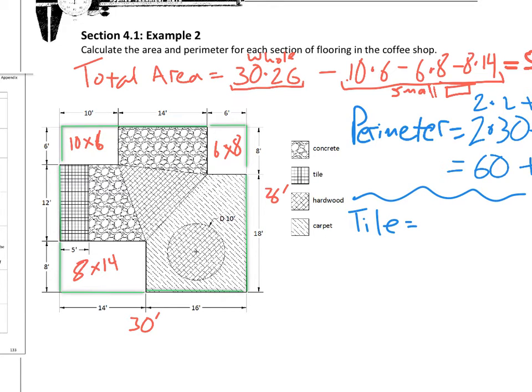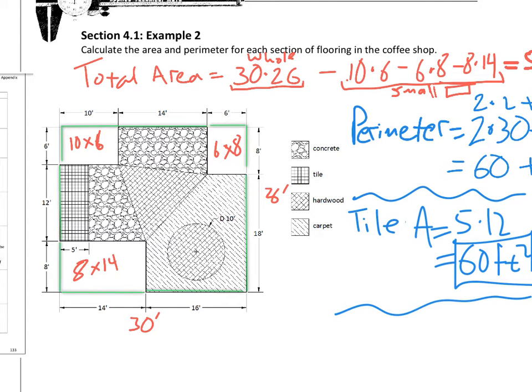So the area is going to be a rectangle. Our area is going to be 5 times 12. So area equals 5 times 12, which is 60 square feet. So we need 60 square feet of tile.